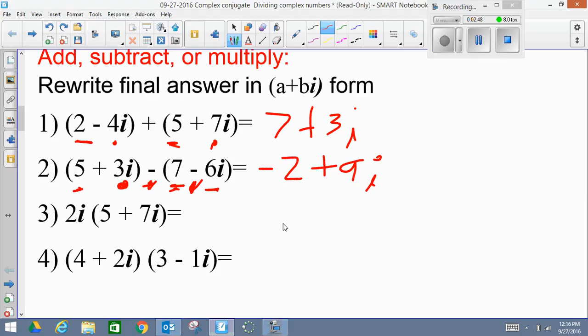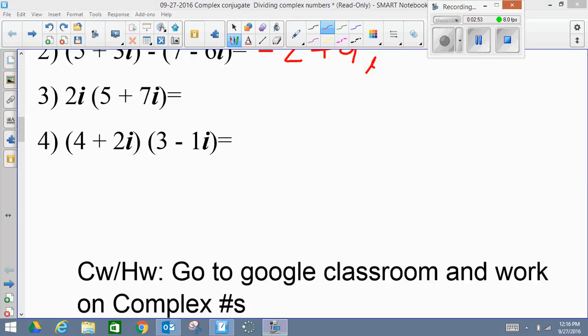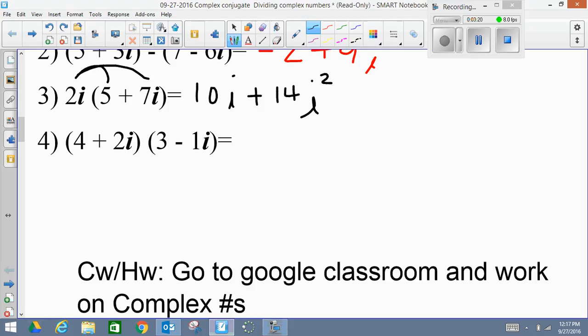Now we're going to multiply here in the bottom, number 3 and number 4. Here we have 2i that multiplies the parentheses, 5 plus 7i. When that happens, you're using the distributive property. So it's 2i times 5, which gives you 10i. And then 2i times 7i is going to give you positive 14. i times i gives you i to the second power, i squared. If you remember before, I said i squared is equal to -1. Very important, especially when multiplying.